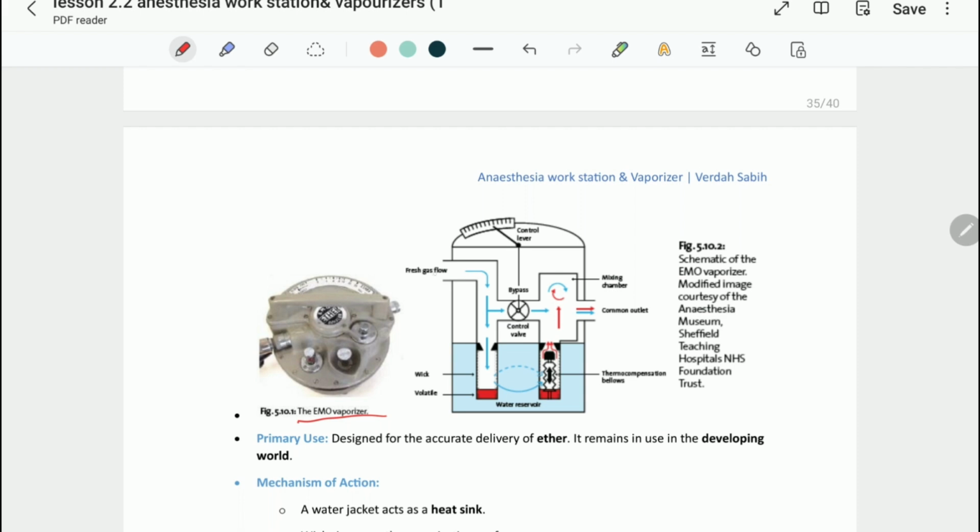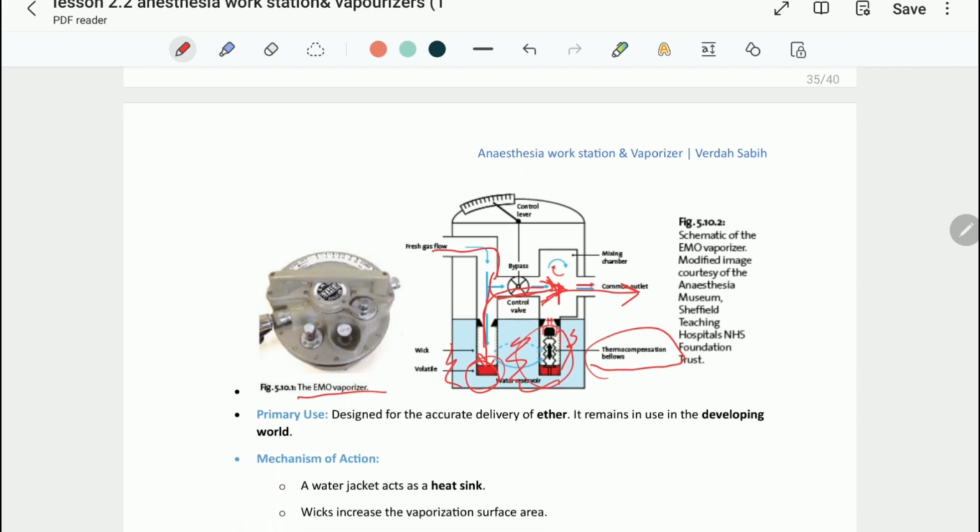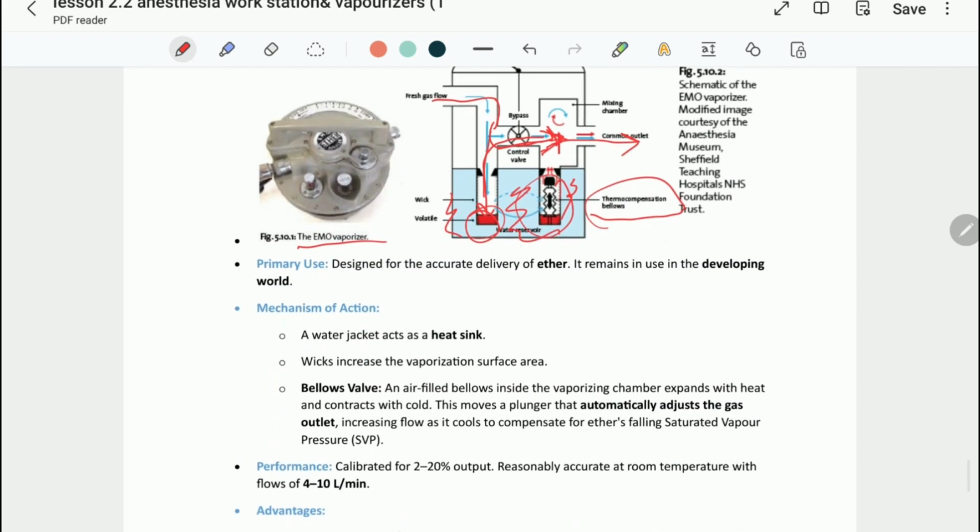There is a fresh gas flow, a bypass chamber, and a vaporizer chamber which has the volatile agent. There is a water reservoir for temperature compensation, and there are the thermocompensation bellows, and then the vaporizer and the bypass mixing chamber which goes out of the common outlet. It was designed for the accurate delivery of ether, but it remains in use in the developing world.